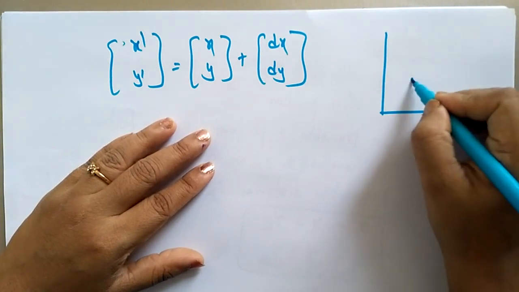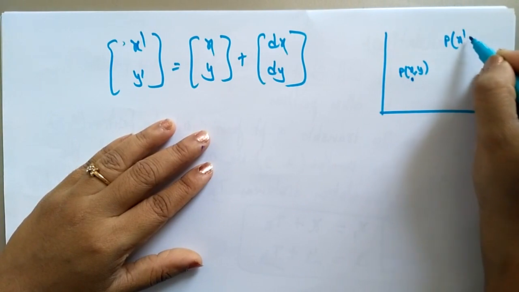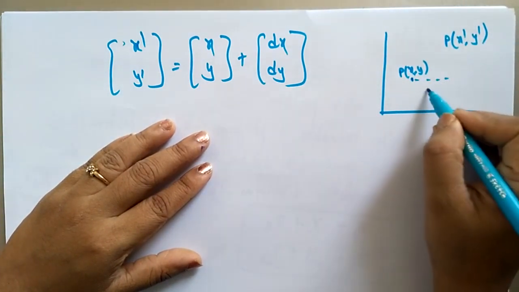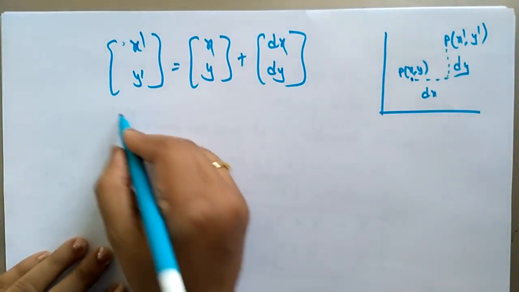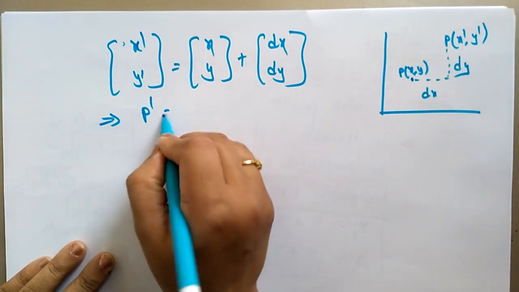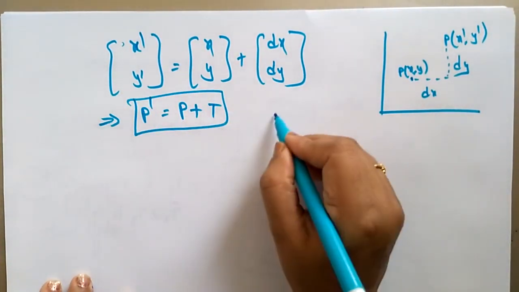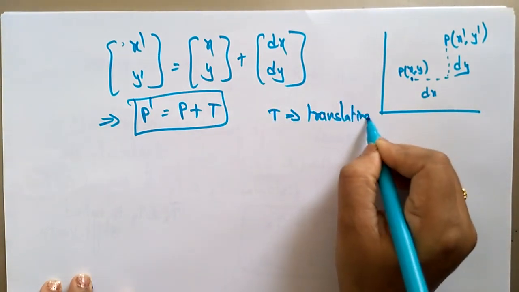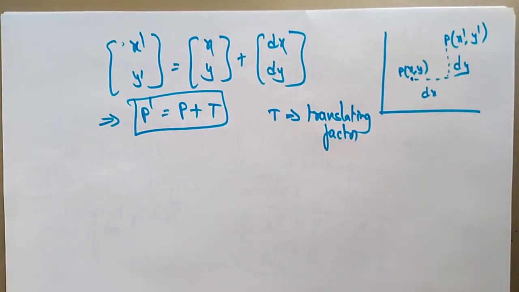So here this is a point P (x, y), and I want P dash, or x1, y1, and here this is dx, and the difference here is dy. So you can write the formula as P dash is equal to P plus T. So here T is nothing but the translating factor. The dx and dy are along the x-axis and along the y-axis.